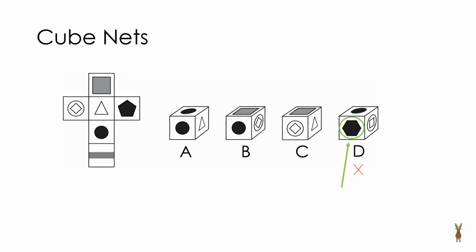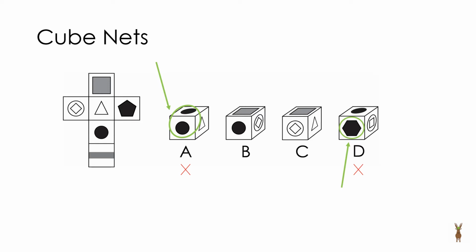Secondly, do 2 or more sides of the cube have the same shape? It is unlikely that the net will have the same shape on 2 sides. Always check first, so these options can be ruled out. Here we see option A contains 2 black circles. So option A is ruled out.